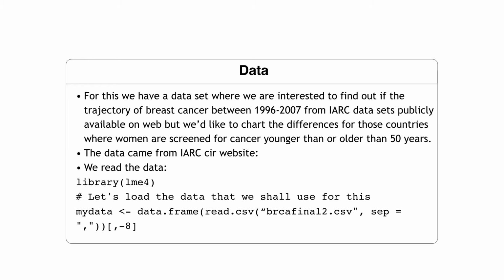The first thing that we do is we have to read the data. The data set is called brcafinal2.csv, and brcafinal2.csv is located in the folder in which this tutorial occurs. So you should be able to find it in the folder where it occurs. And we have decided to remove the 8th column from the data set. We found that for the year 1999, there was not much data available, so we decided to remove it.